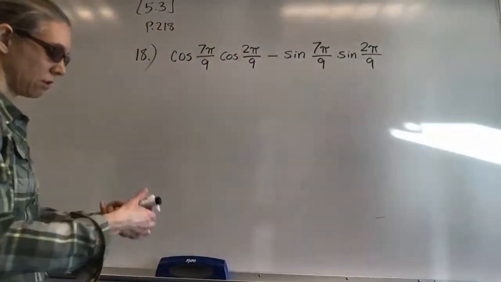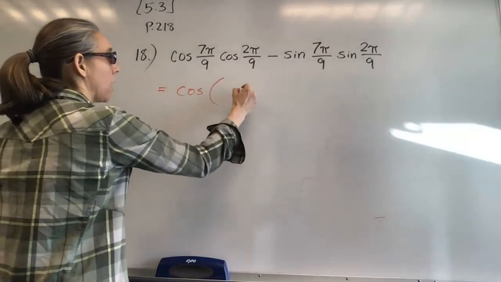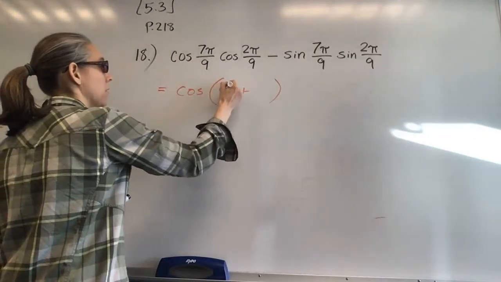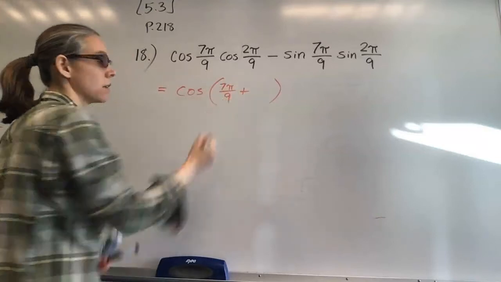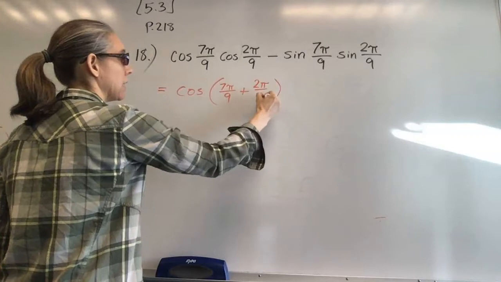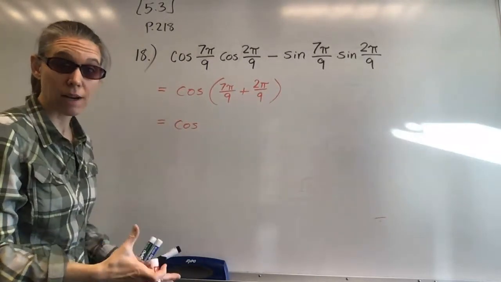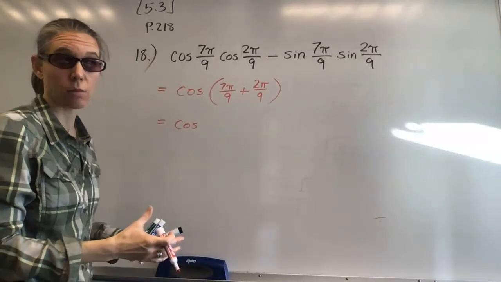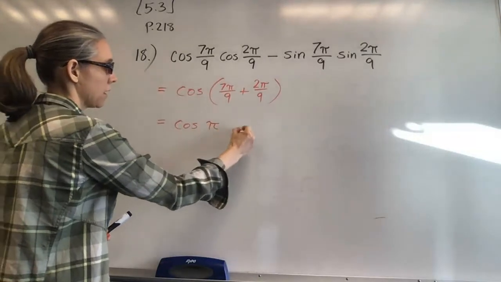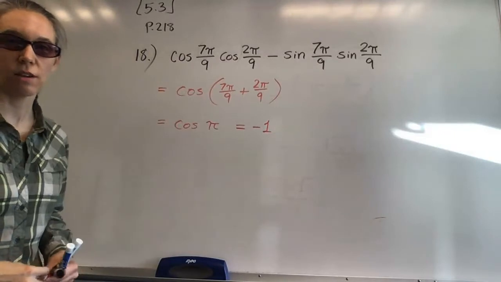So all I need to do is rewrite this as the cosine of A plus B. What's A? 7 pi ninths. What's B? 2 pi ninths. What is that? The cosine of 9 pi ninths. In other words, pi. Cosine of pi is -1. So that's your exact value, and you're done.